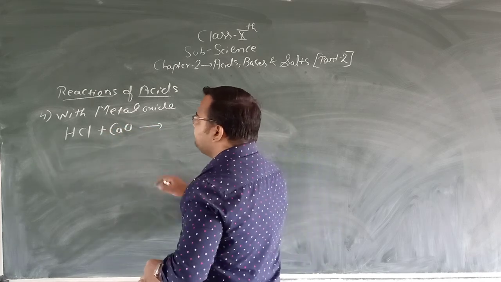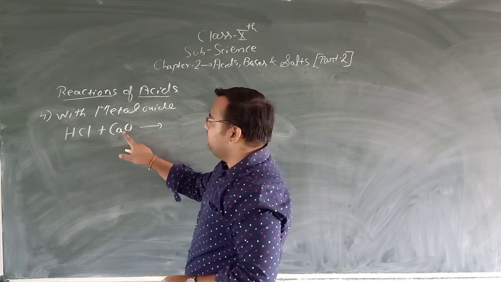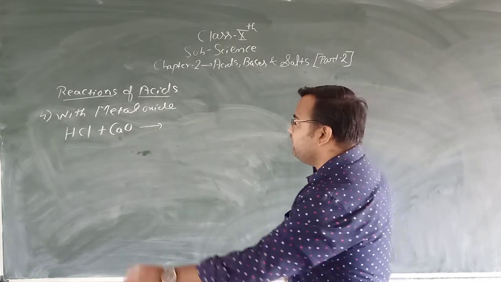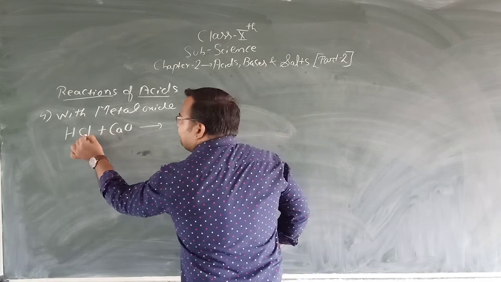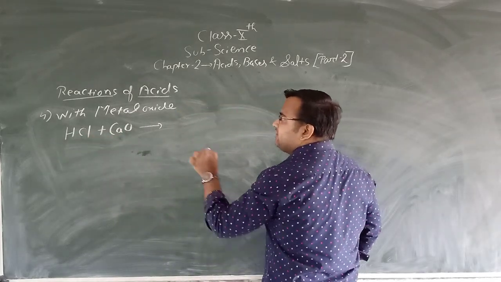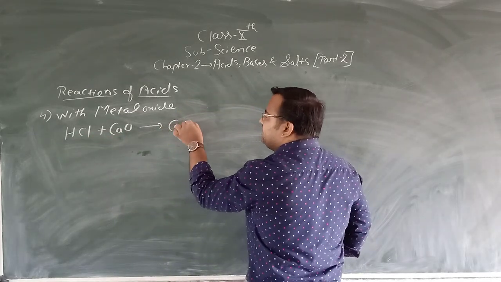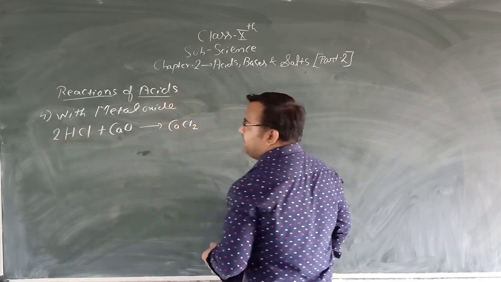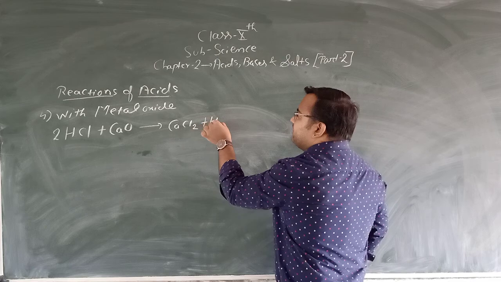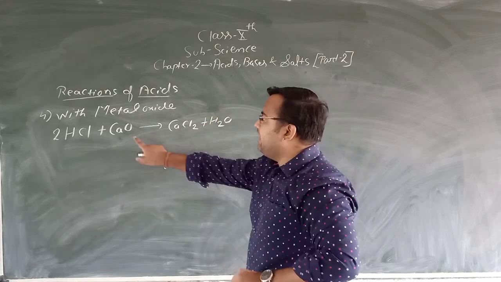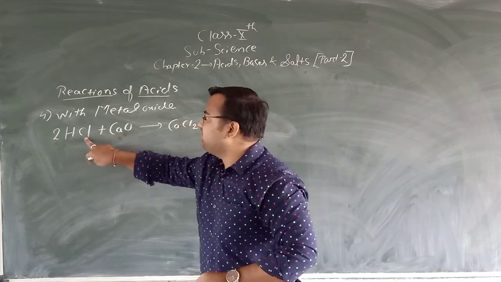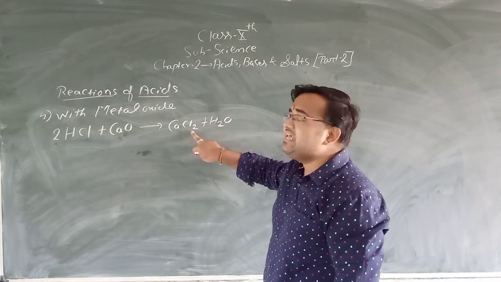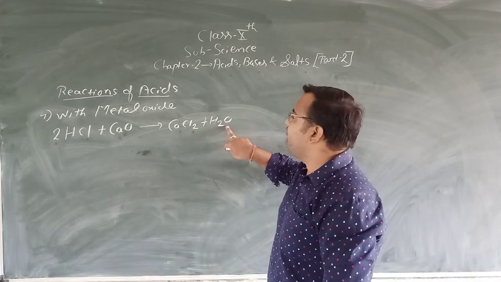Calcium oxide. Calcium is a metal, and with oxygen it is a metal oxide. Now calcium reacts with chlorine and gives us calcium chloride and water. See, calcium and 2 chlorine. Calcium is treated with 2 chlorine, so it will be calcium chloride, that is CaCl2, and water.